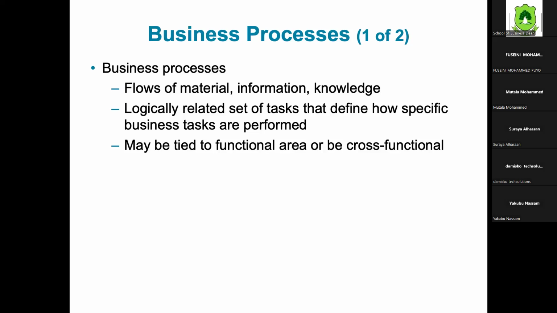Now, when you pay, what happens? Do you pay to the sales guy? No, you go to accounts to pay. So now when we say sale and receipt of cash from a customer, that is a business activity that is cross-functional because it cuts across the sales function and the finance function. The first example cuts across only one function. So a business process may be tied to one functional area, or it may be what? Cross-functional.